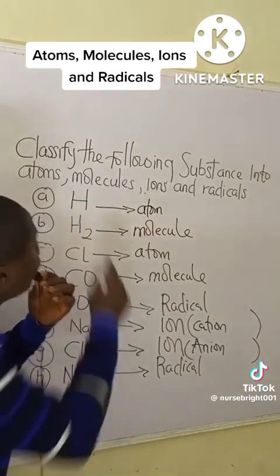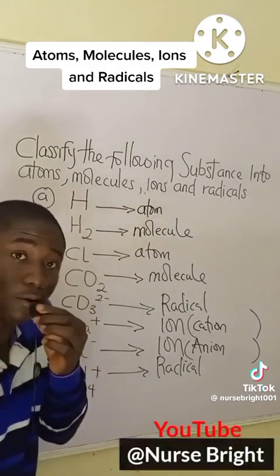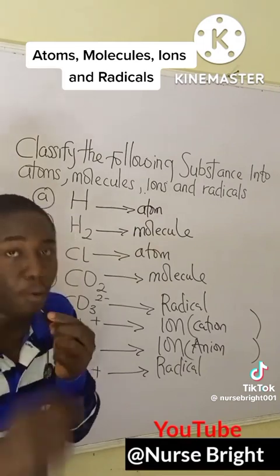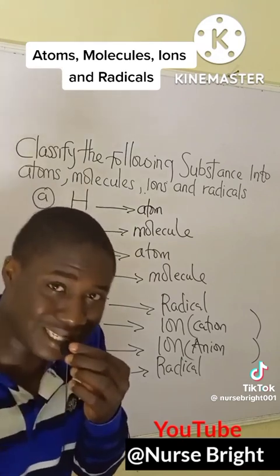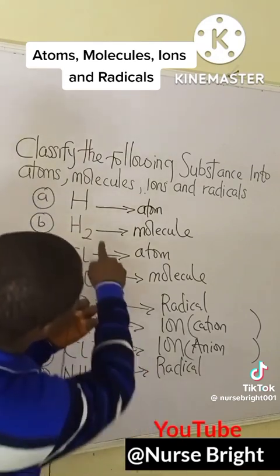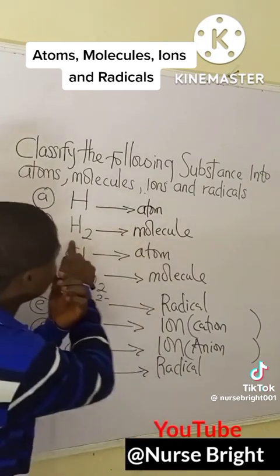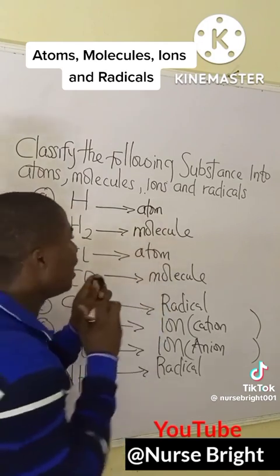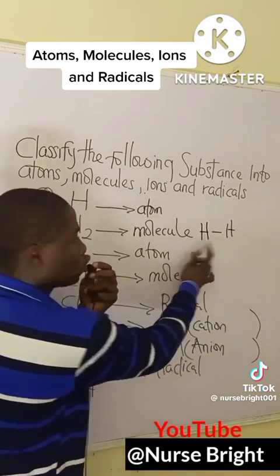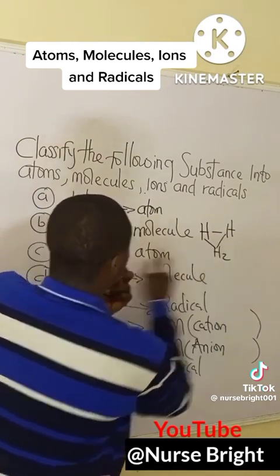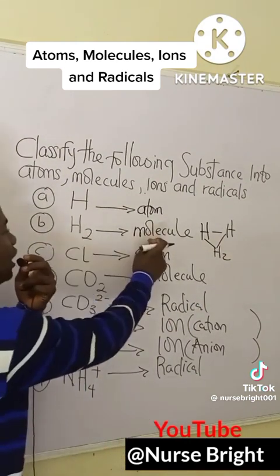For option B, it is still hydrogen, but now it is in the molecular form. Why is it in the molecular form? It must be noted that a molecule is formed from at least two atoms. So this is a molecule because we have two atoms of hydrogen forming it. So these are the atoms, H bonding to H. When H bonds to H, we have H2. So this is the molecular form of hydrogen, and we call it hydrogen molecule.